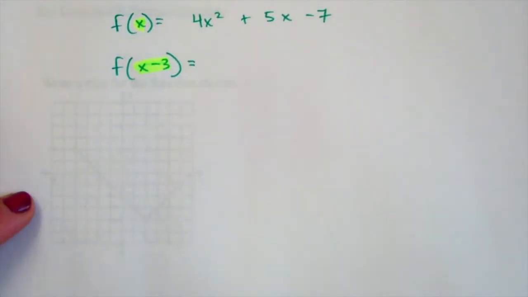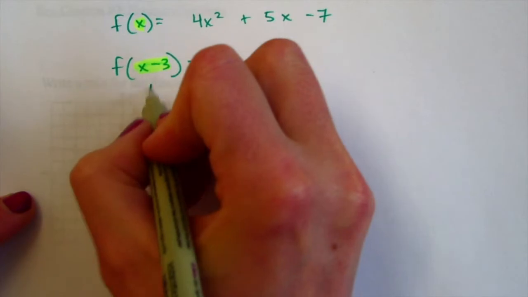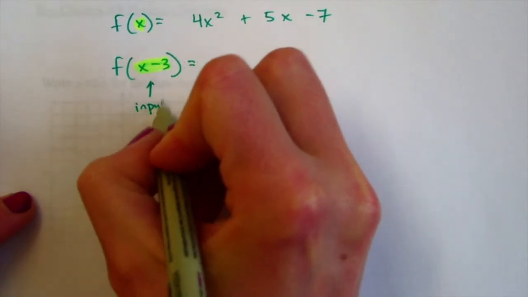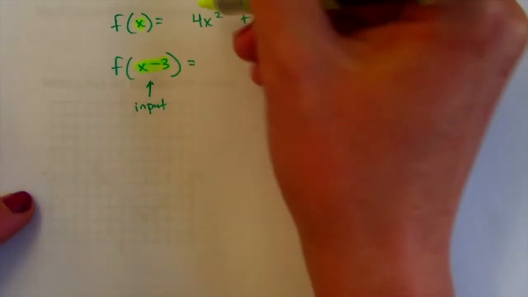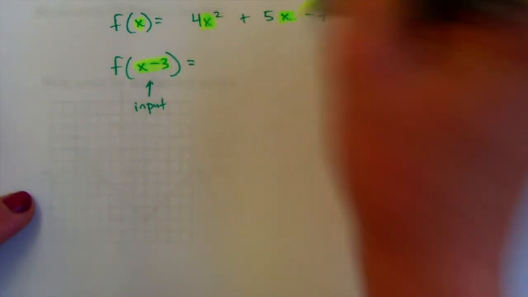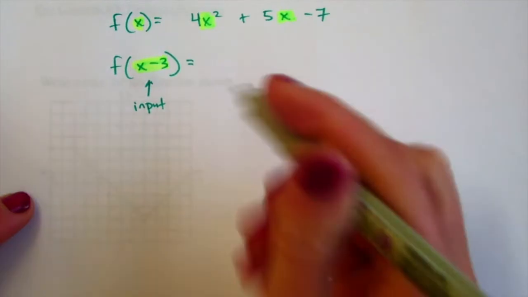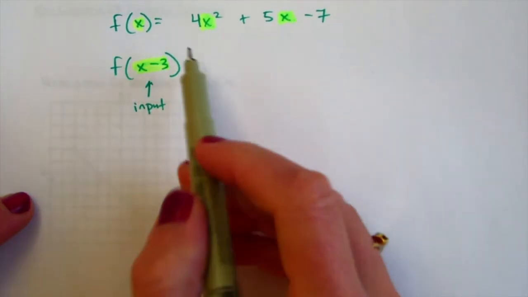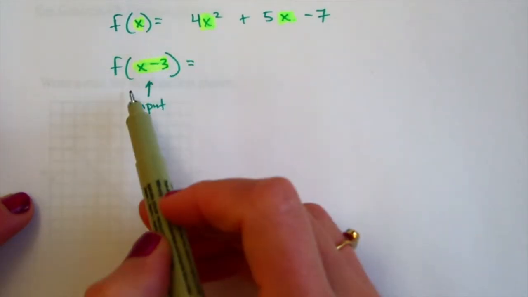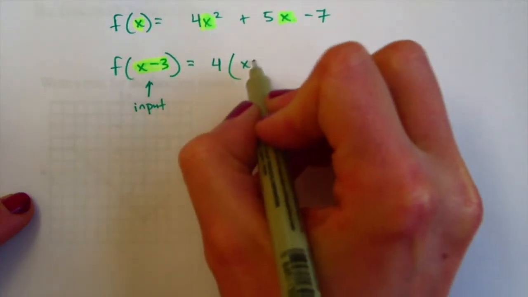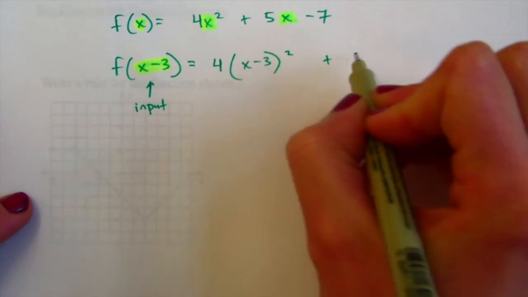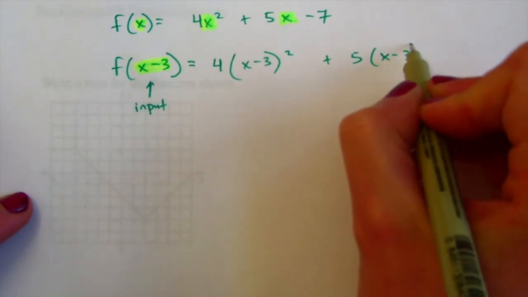Well, the same idea applies. Whatever's inside the parentheses is my input, so that's what I'm going to plug in for every single x value that I see in this equation, which I have 2 of them. So I'm going to rewrite this equation, but I'm going to replace every single x with this expression, x minus 3. So 4 times (x minus 3) squared plus 5 times (x minus 3) minus 7.